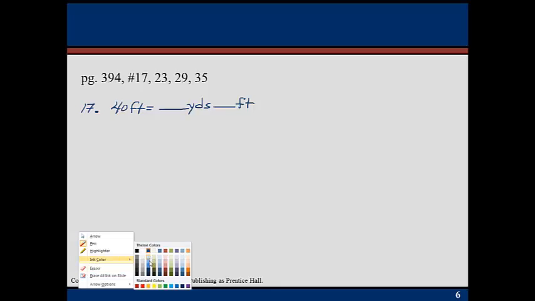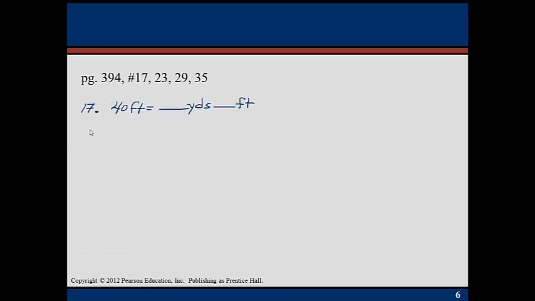Let's keep going. Let's look at number 17. It says convert each measurement as indicated. For number 17, it says 40 feet, and we're going to convert it into yards, and then we also have some feet left over. So 40 feet, blank yards, and blank feet. Unlike number 13, where they wanted us to write a decimal answer, we actually have to tell them how many feet are remaining after we convert into our yards.